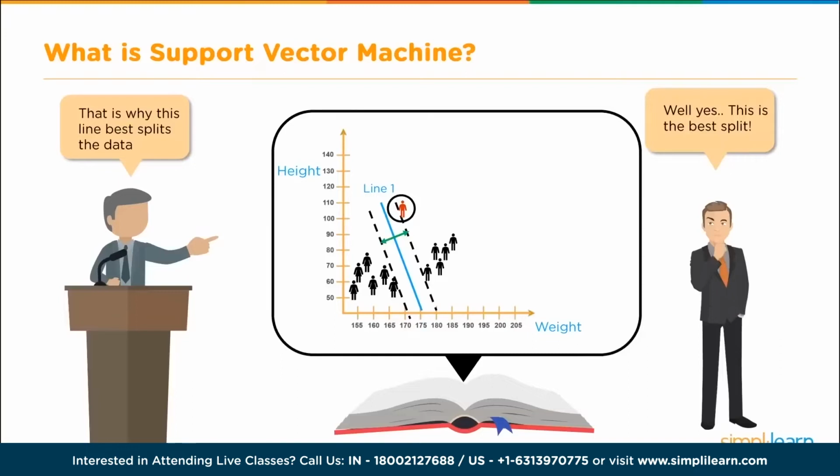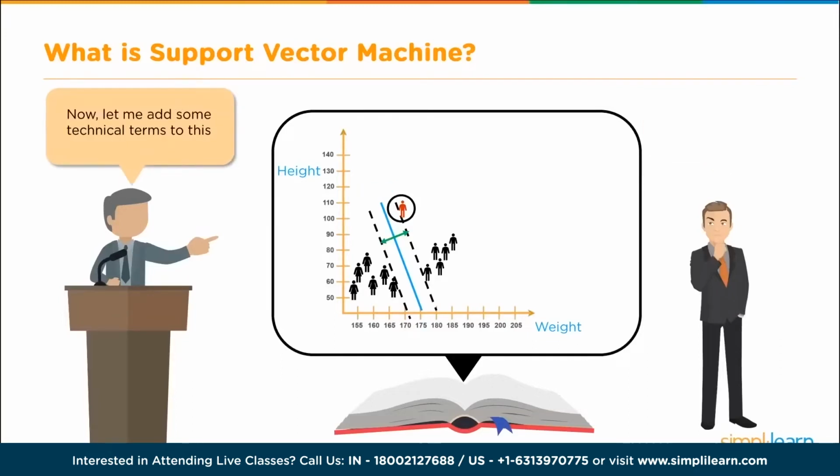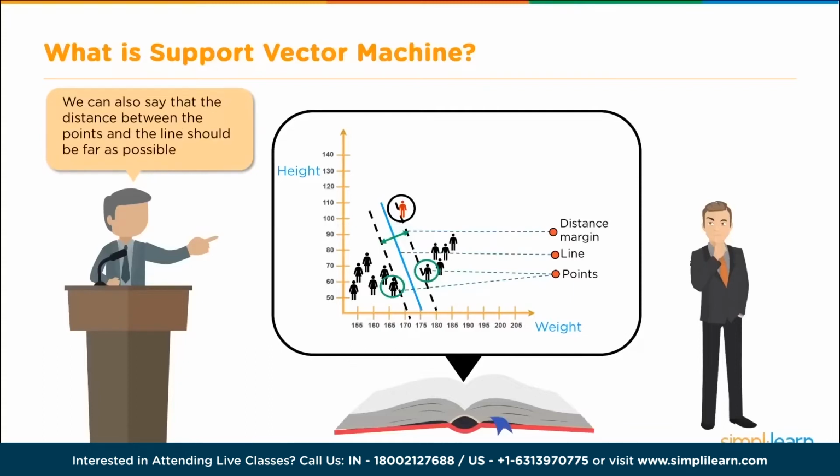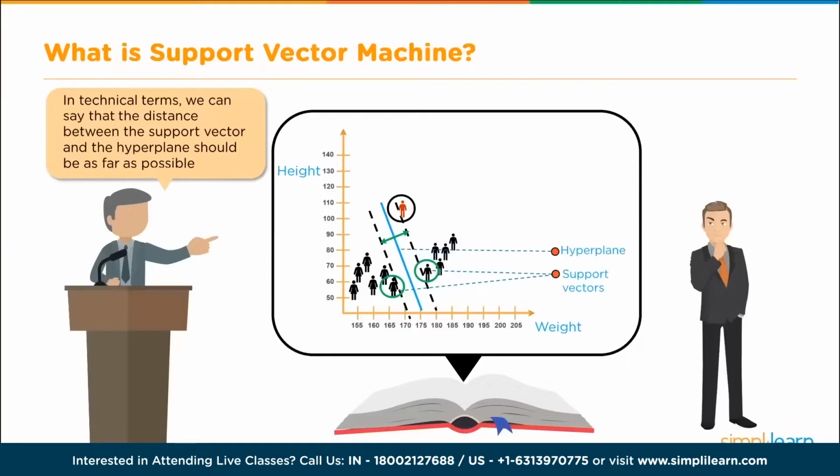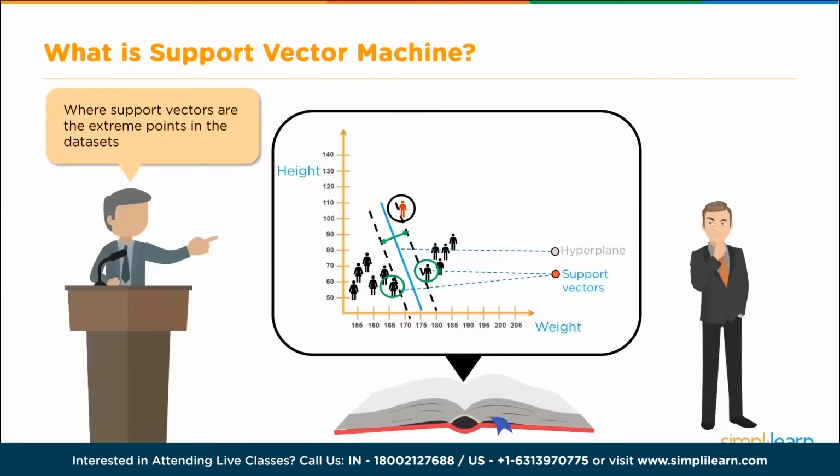Before we go further, we need to add some technical terms to this. We can also say that the distance between the points and the line should be as far as possible. In technical terms, we can say the distance between the support vector and the hyperplane should be as far as possible. The support vectors are the extreme points in the data set. If you look at this data set, they have circled two points which seem to be right on the outskirts of the women and one on the outskirts of the men. And the hyperplane has a maximum distance to the support vectors of any class.